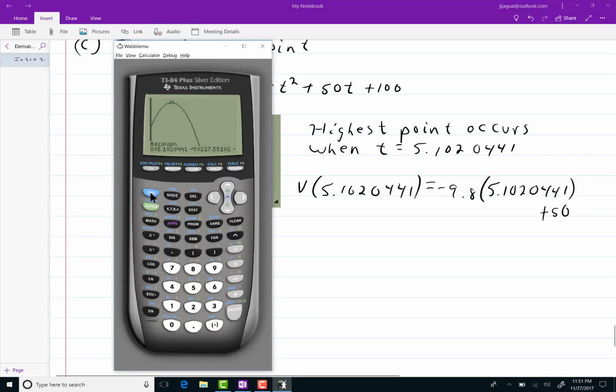So I'll go to my home screen for this. Negative 9.8 times 5.10204441 plus 50.